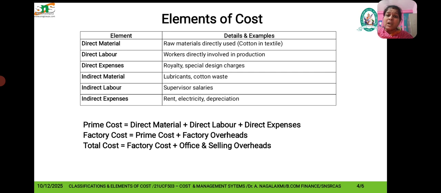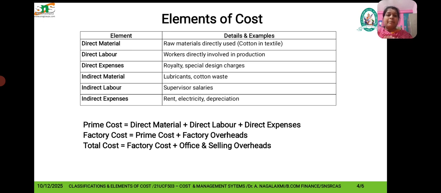Direct labor means workers directly involved in production. So here the persons who are working in the production unit for the production of goods, that is said to be direct labor. Expenses: royalties, special design charge. So here R&D work, everything which is directly related to production, that is said to be direct expenses.